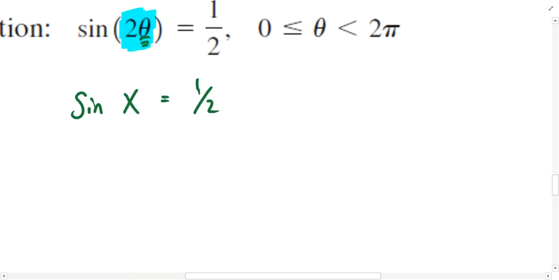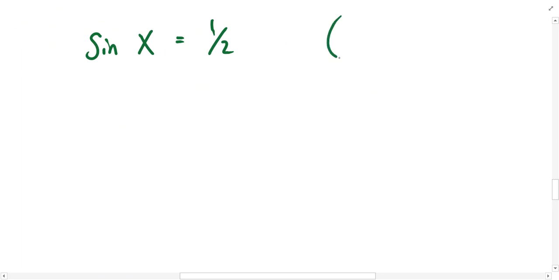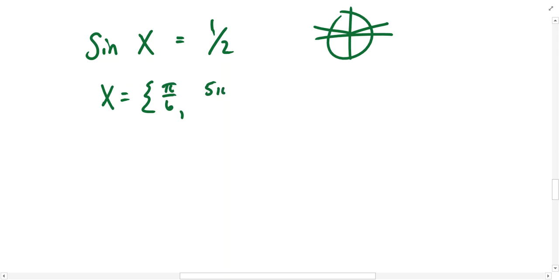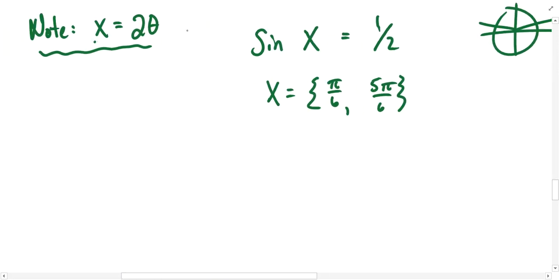Now here again, the instructions say that we want all solutions between 0 and 2 pi. So this problem, written this way, isn't too hard to solve. Where in a unit circle do we have a y value equal to positive 1/2? That occurs here and here. First position past horizontal and the last position before horizontal in quadrants 1 and 2. So my solutions are pi over 6 radians and 5 pi over 6 radians. And that's the solutions in terms of x. But do keep in mind that x was equal to 2 theta.